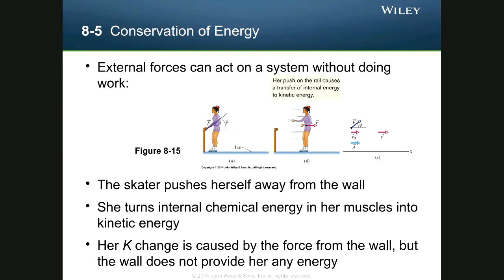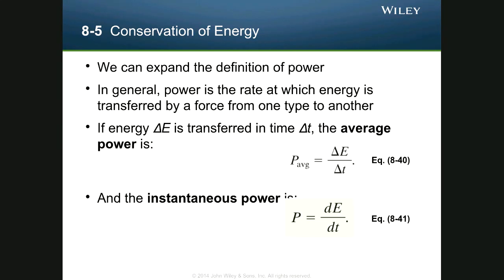And that's just a cute example. What we really want to see is that we can expand our definition of power. In general, power is the rate at which energy is transferred by a force from one type to another. If delta E is transferred in a time delta t, we of course have the average power and instantaneous power. These now can be expanded to entire systems or isolated systems.